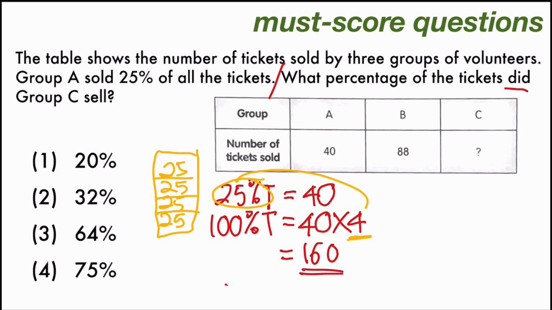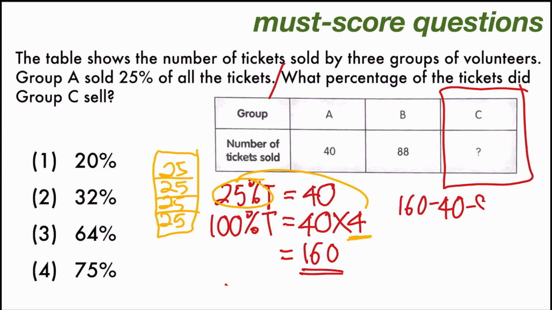So my next step, I need to find out in group C how many tickets there were. So 160 minus 40 minus 88, I get my answer as 32. But that's not my final answer, because the question wants the percentage of the tickets group C sold. So to find the percentage, I need to take 32 out of the total number of tickets, which is 160. Then to find the percentage, multiply by 100.